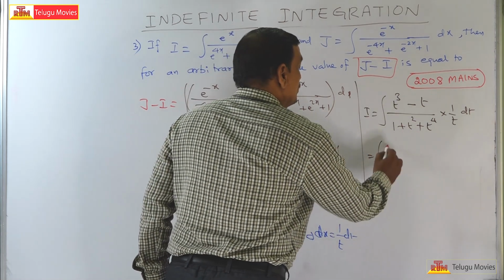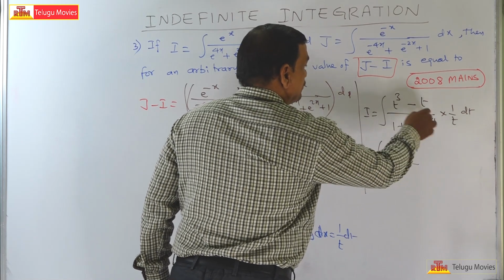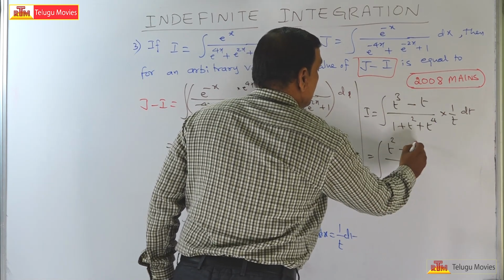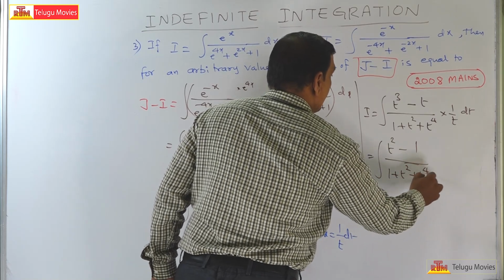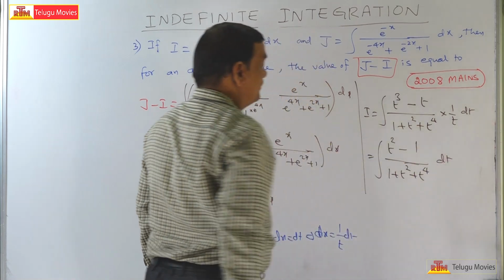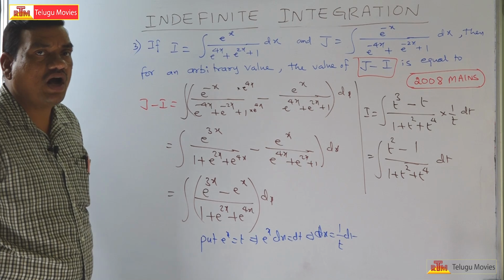So, this is equal to t square minus 1 by... So, t square minus t will get cancelled upon 1 by... This is 1 plus t square plus t power 4 dt, right. Next what we will do is we will take the t square common outside.